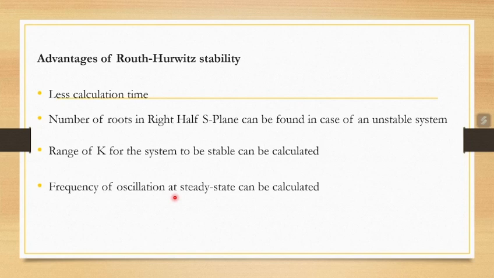Now there are a few advantages of Routh Hurwitz stability. The advantages are it takes less calculation time. The number of roots in the right half of the S-plane can be found in case of an unstable system. The range of K for the system to be stable can be calculated. Similarly, the frequency of oscillation at the steady state can also be calculated.